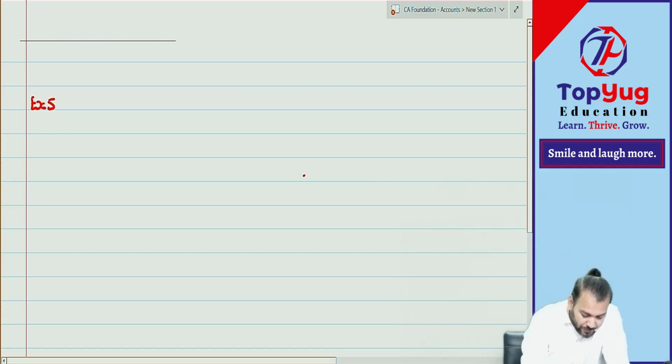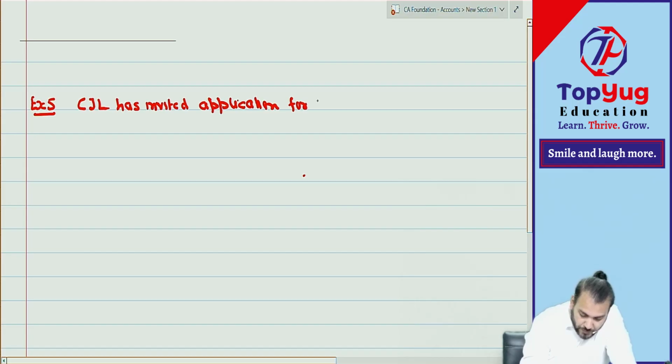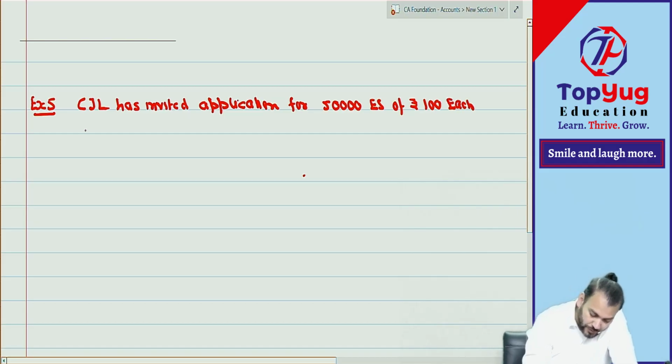Example number 5. TJL has invited applications for 50,000 equity shares of rupees 100 each at a premium of rupees 20. So what will be the issue price? 120. Correct.